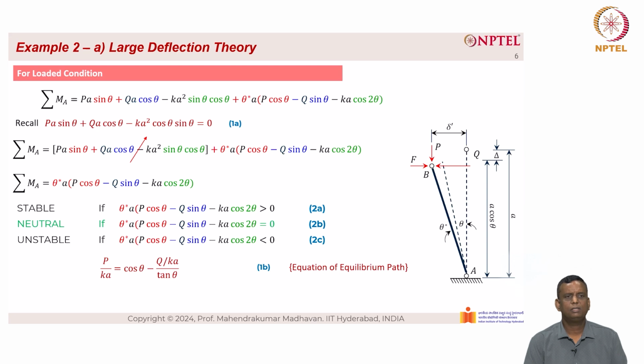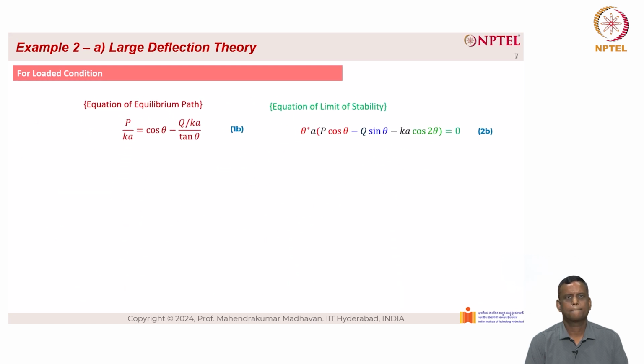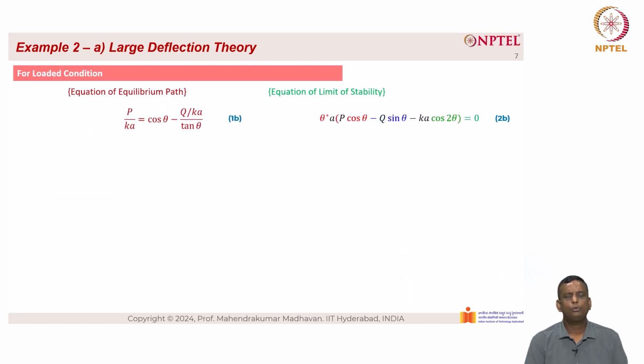We also know that P/K_A = cos θ − (Q/K_A) tan θ is the equation of the equilibrium path, which is equation 1b. Equation 2b, which is θ* A (P cos θ − Q sin θ − K_A cos 2θ) = 0, is the equation of the limit of stability. So we have two equations. The one on the left is the equation of the equilibrium path. The one on the right is the equation of the limit state of stability.